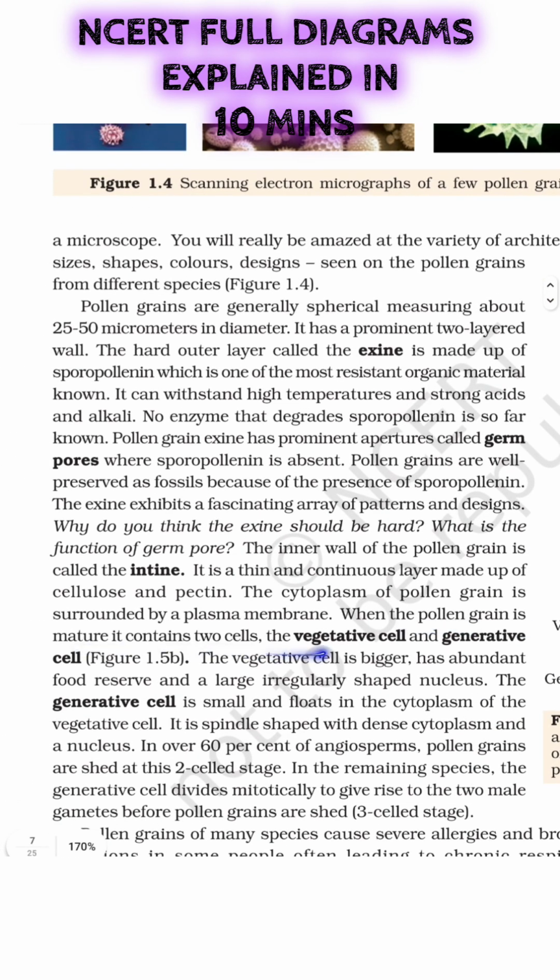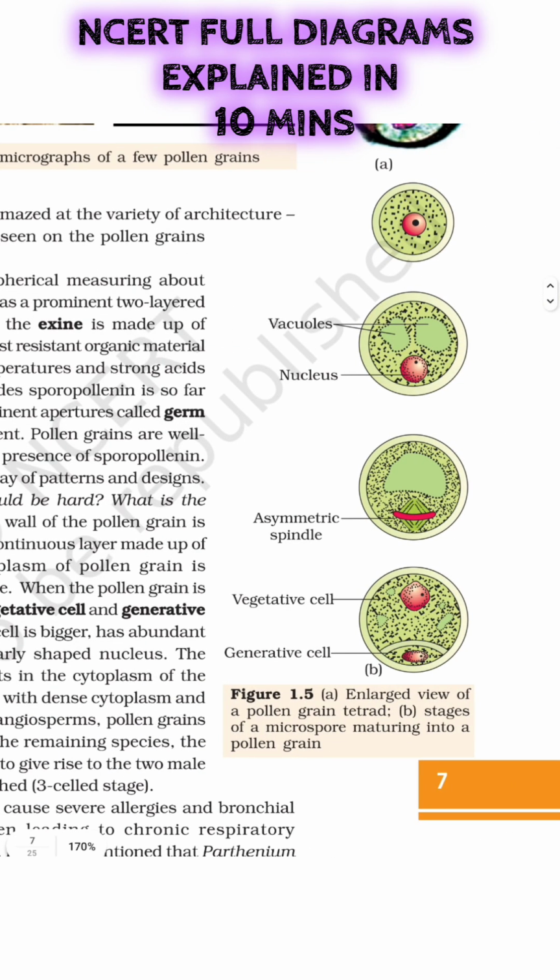So when pollen grain is mature, it contains two cells, the vegetative cell and the generative cell. We know that the vegetative cell is bigger, has abundant food reserve and a large irregularly shaped nucleus. Generative cell is small and it floats in the cytoplasm of the vegetative cell. It is spindle shaped with dense cytoplasm and a nucleus. Over 60% of the total angiosperms, pollen grains are shed at this particular two cell stage.